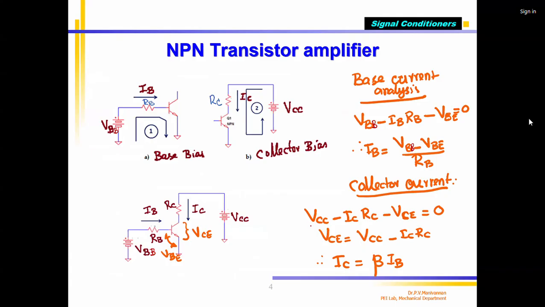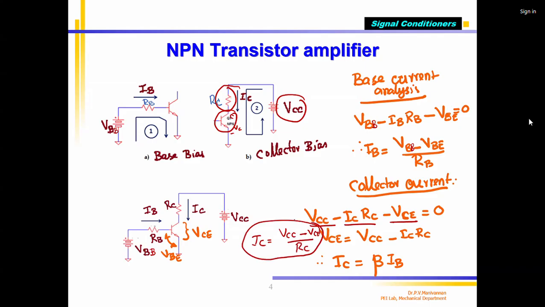So now that you have the equation, VCC is the supplied voltage minus the voltage across this one minus the voltage across the transistor, collector and emitter, which is called VCE, equals 0. From this I can say that IC equal to VCC minus VCE divided by RC. Note down this formula.